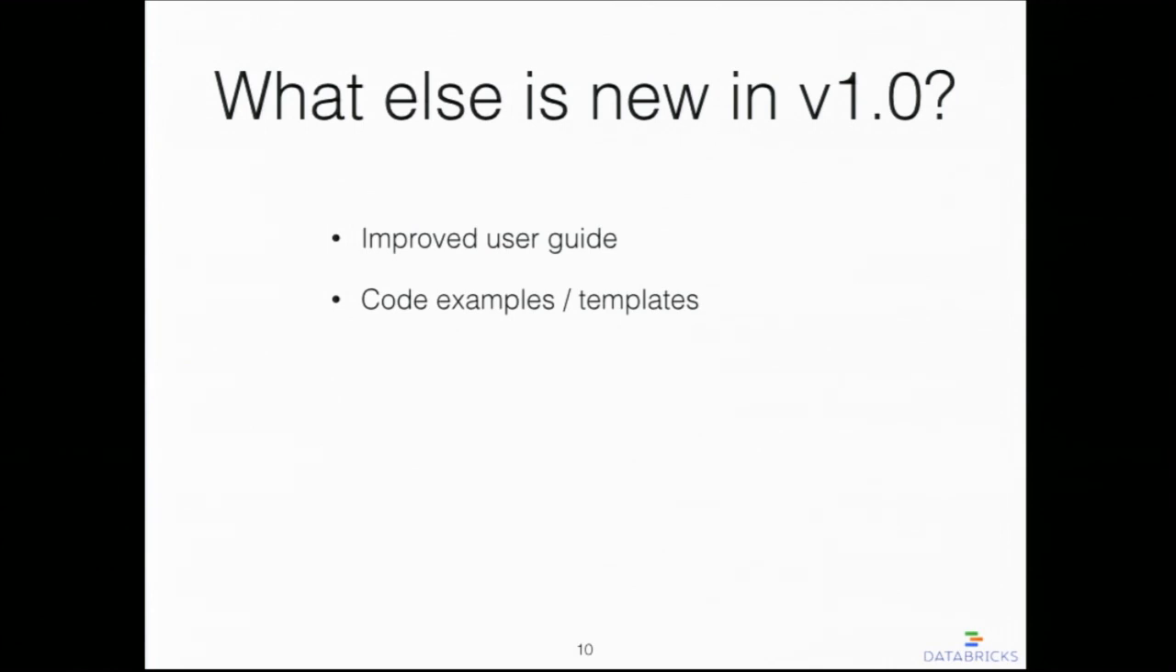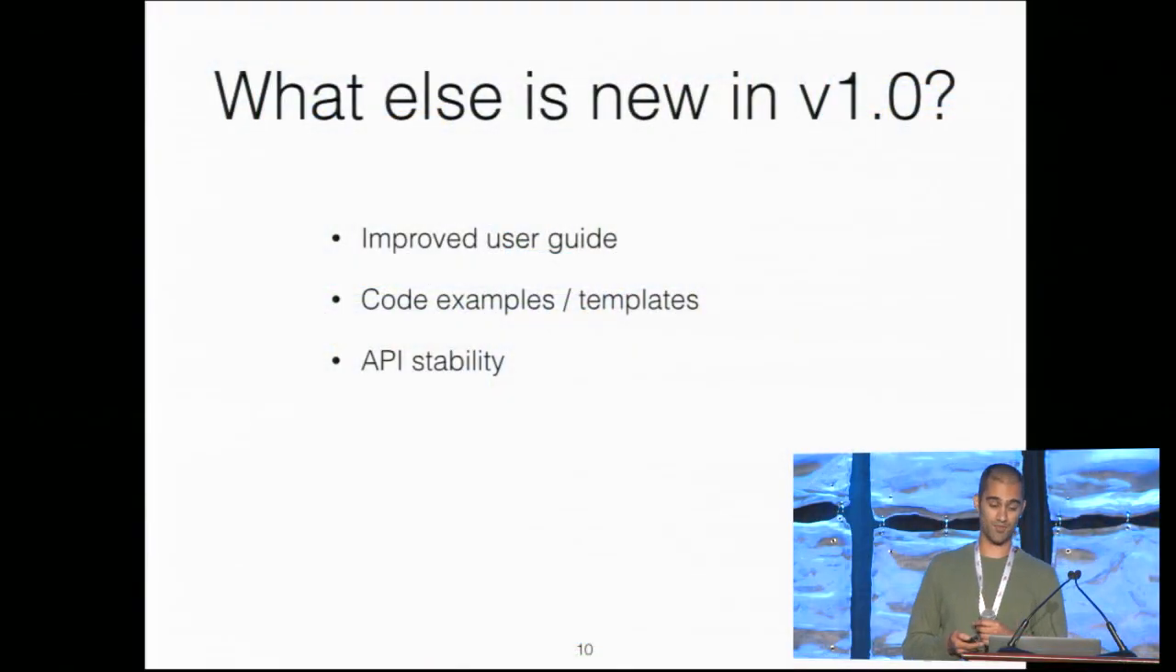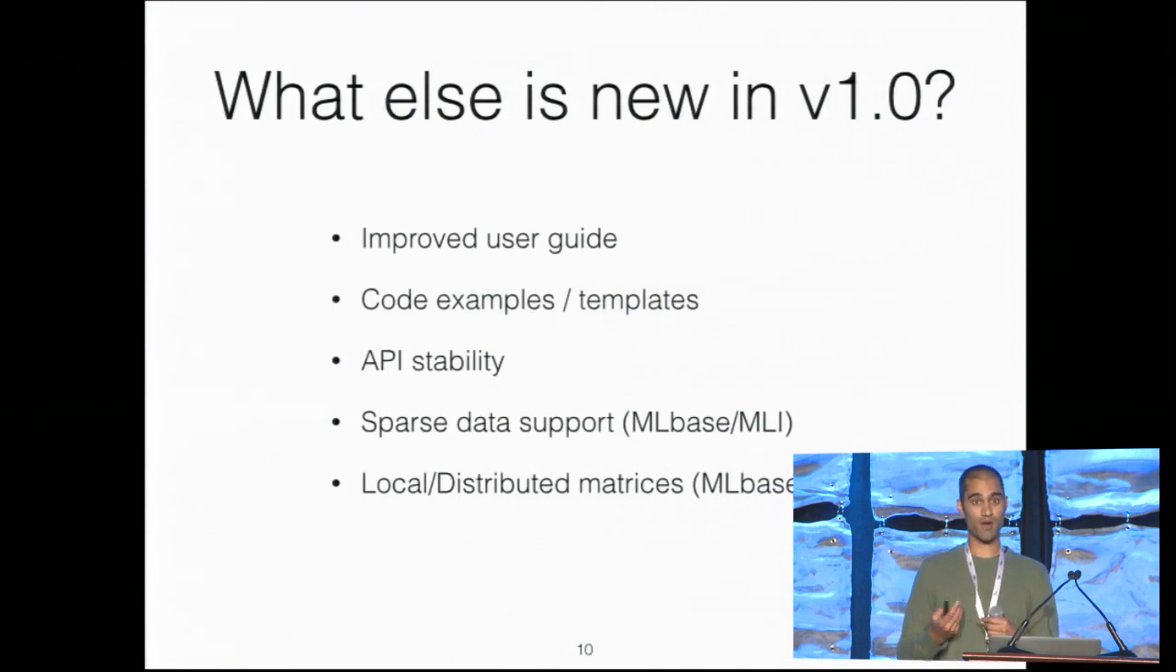Okay, so that's just in terms of algorithms, what was there and what is there now, but there are other new developments in the most recent release of MLlib. First, related to documentation. We have an updated user guide. We have some code examples and templates that help you navigate through MLlib. We also, as with the rest of Spark, have API stability at this point. And finally, we've borrowed some ideas, as I mentioned, from MLbase and MLI already.